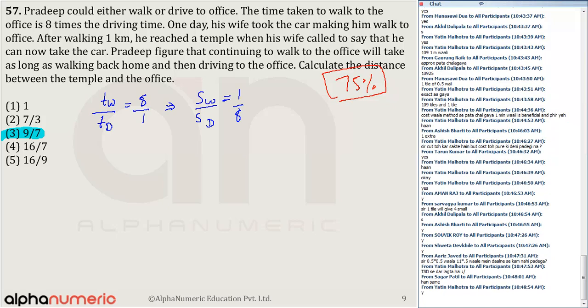Now, what does it say? One day his wife took the car, making him walk to office. So here is home and there is the office. ठीक है, और यहां पे कहीं पे ये एक और चीज होगा, that is a temple.